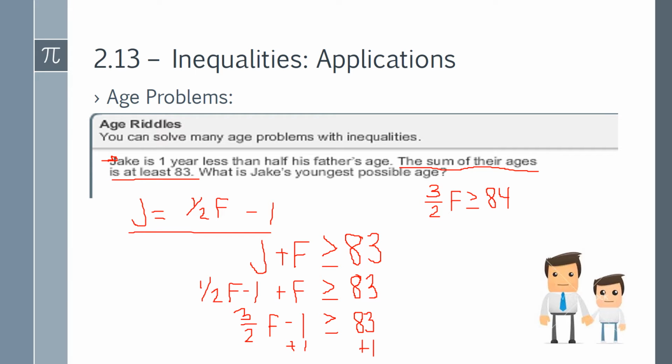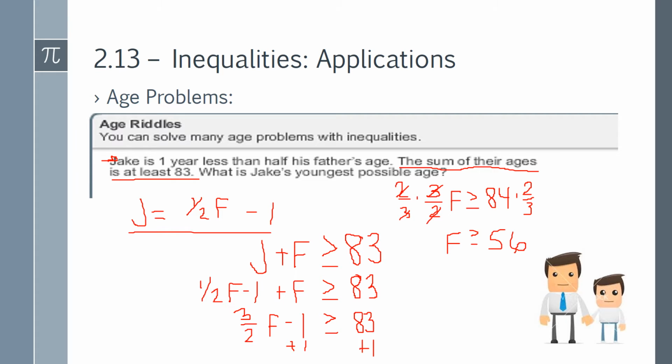In order to get rid of a fraction, remember we multiply by the reciprocal. The reciprocal of 3/2 is 2/3. That causes my 2's to cancel, my 3's to cancel. So I've got the father is greater than or equal to 84 times 2 divided by 3. I'll grab my calculator to make sure I'm doing it right, and I get 56.